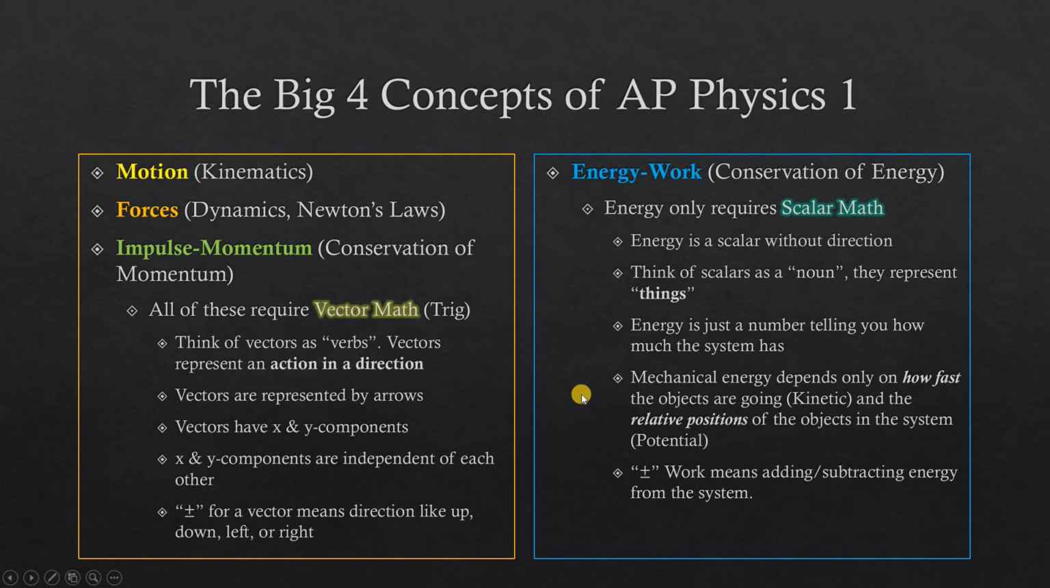So plus and minus in scalar math has a totally different meaning. It is not direction. Plus and minus for, say, like work means adding or subtracting the energy from the system. Okay, so like plus work would mean getting more energy. Negative work would mean energy's leaving the system. All right? And that's it. That's the big four ideas.